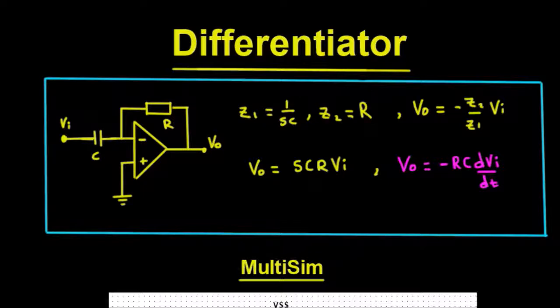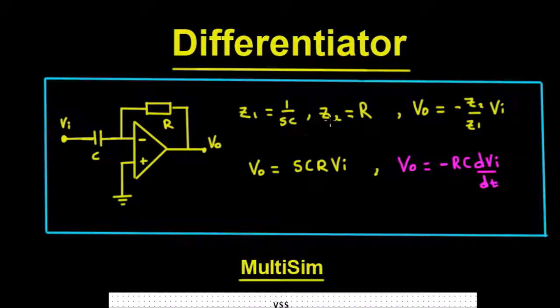So in this video we're going to look at the differentiator. It's similar to the last video we looked at, when we looked at the integrator. We've got here an inverting amplifier. We've worked out previously that V out is related to V in, in the inverting amplifier, by minus Z2 upon Z1. In this case our Z1 is a capacitor, and in the complex frequency domain it can be written as 1 upon SC, and Z2 is the resistance value R.